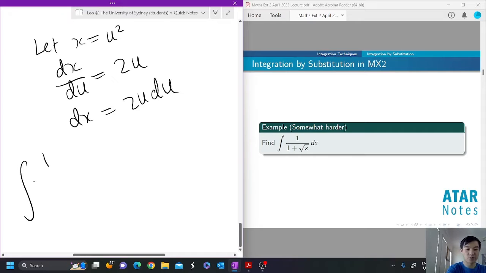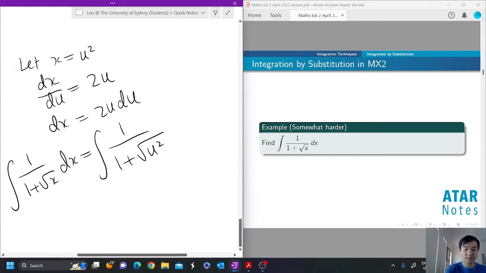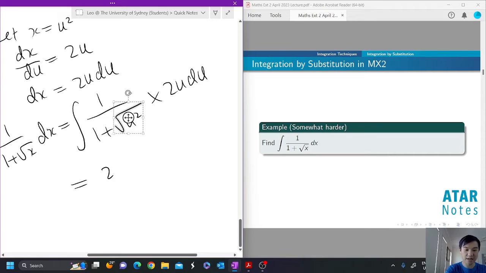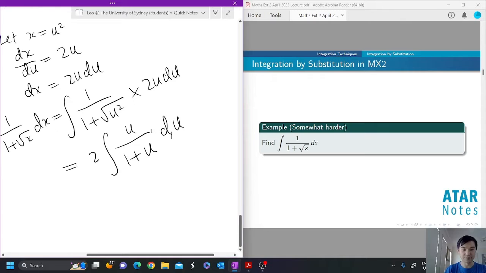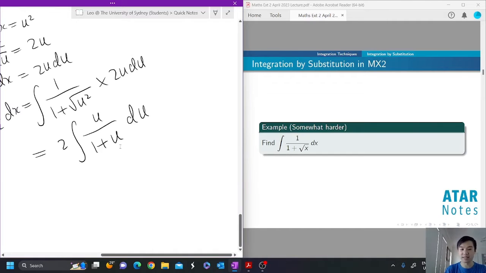So my original integral, 1 over 1 plus root x dx, will become 1 over 1 plus the square root of u squared, and dx becomes 2u du. So I'll take out the 2, and we'll get u over 1 plus u, like that. Now, how can I integrate this?